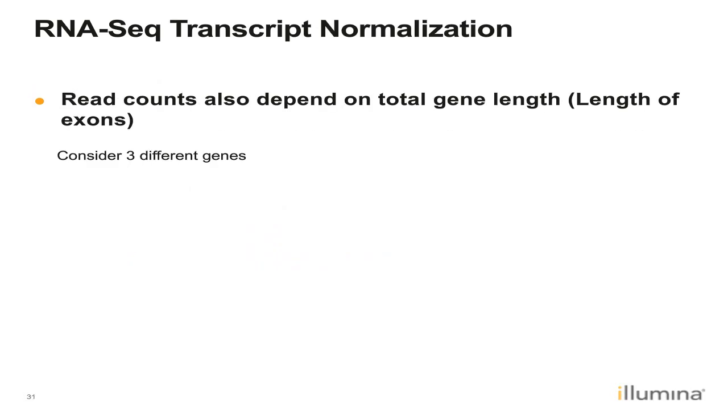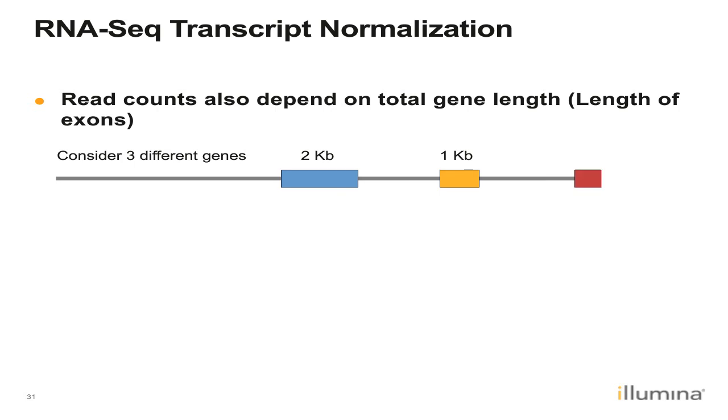Okay, so now what we want to compare are transcripts from within the same sample. So here we have 3 different genes. Each of them are different sizes. We have a 2, 1, and a 3 kb. Let's go ahead and throw in our reads. Okay, so now we have our aligned reads, and we're getting raw read counts of 4, 5, and 9.